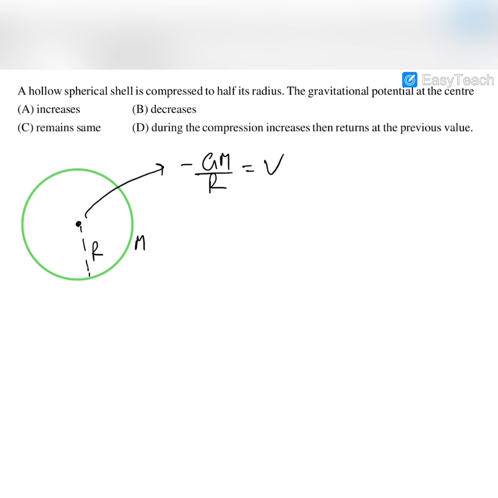This is V. So now what we have done is that we have compressed this shell to half of its radius. So you know that if radius is decreasing, then the magnitude of this potential will increase, but obviously it is negative, therefore increasing magnitude means a decreasing potential. So we can say that the potential of this sphere at the center is decreasing. Now we move on to the next problem.